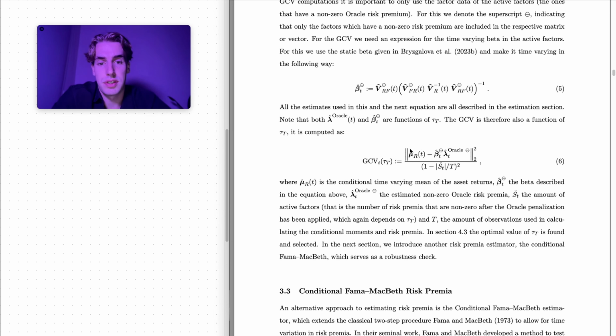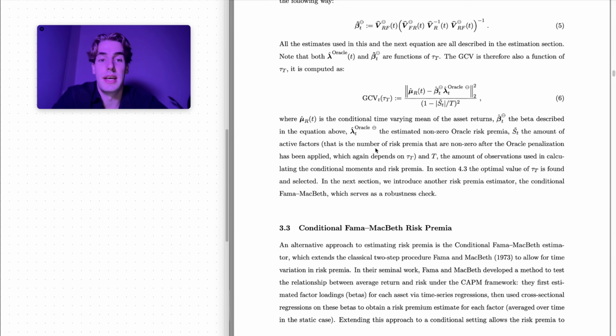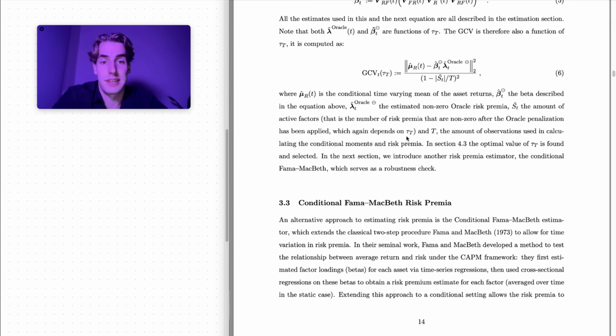The actual returns are there as the conditional time varying means of the asset returns. So it's a rolling window kind of. It's more like what we'll see later. This is not dependent on only time t, but also on the past observations. We divide by 1 minus s, where s is the number of active factors during that time, divided by t. So when s is higher, this will be bigger, and hence 1 minus s will be smaller. So we'll divide by a smaller number, which means that the total will be bigger. It's negative for the GCV because we want to minimize the GCV. That's what we do, and doing that gives us an optimal value for tau, which we'll see in the estimation section.